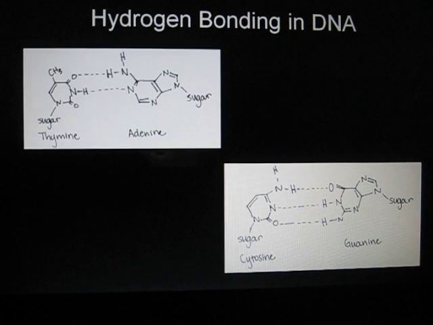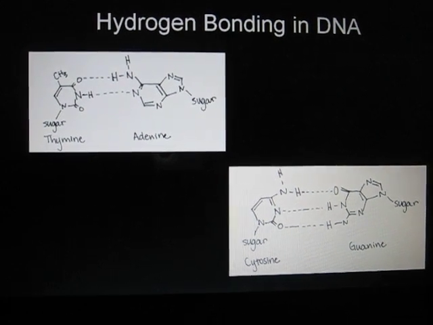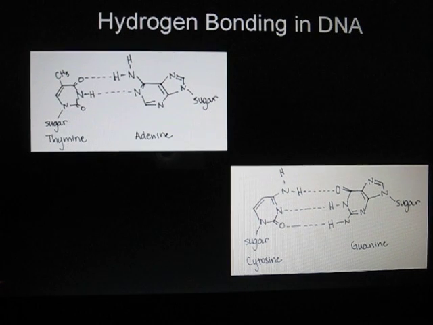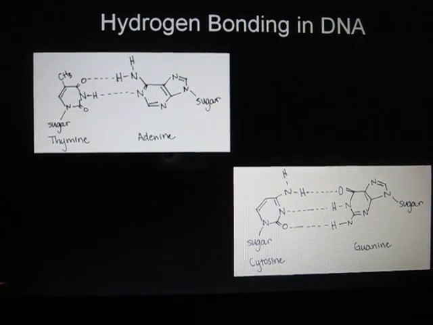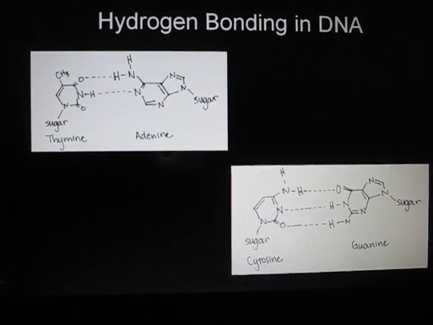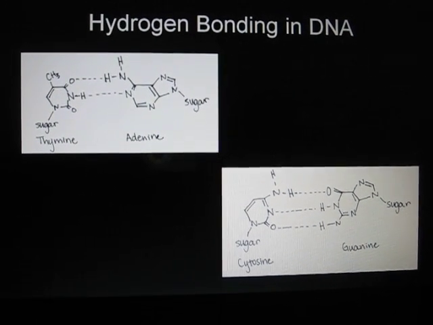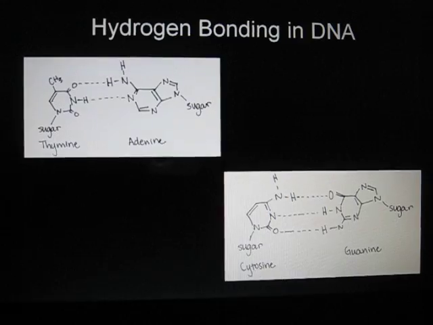As you can see, the purines, adenine and guanine, which are made of two rings, always bond to the pyrimidines, cytosine and thymine, which are made of one ring. This allows for the DNA double helix to have a constant width all the way up.